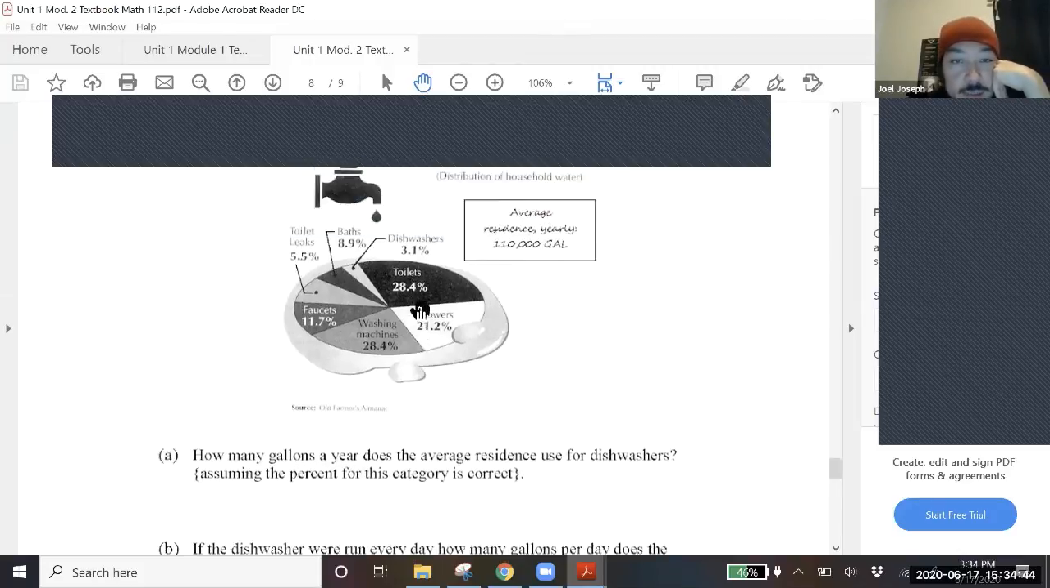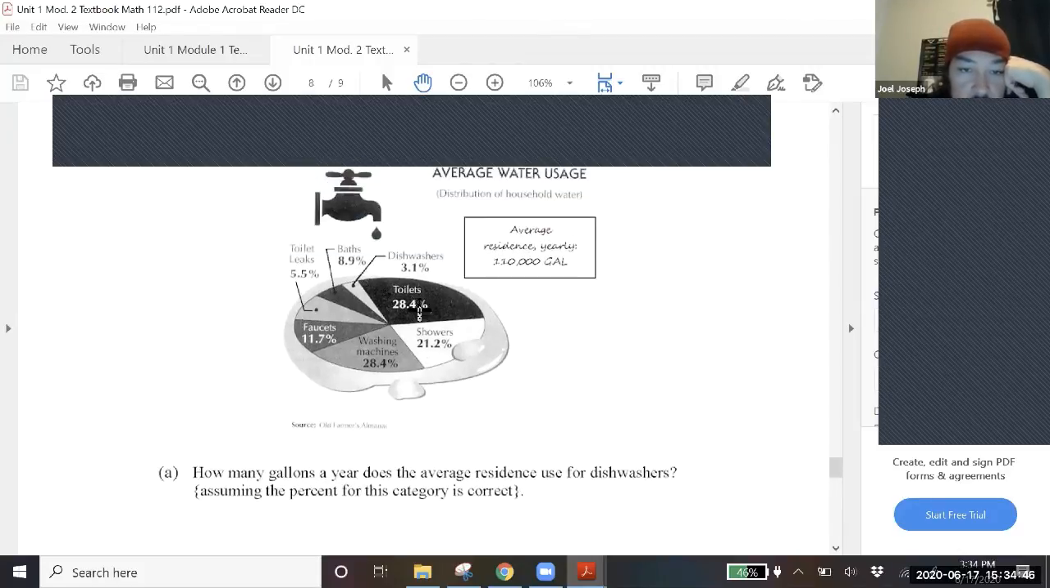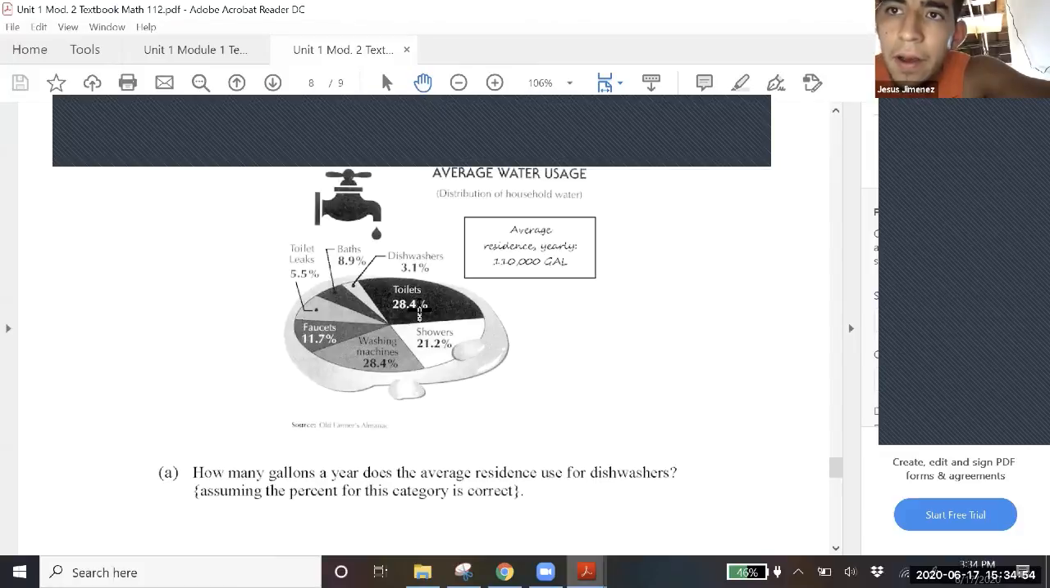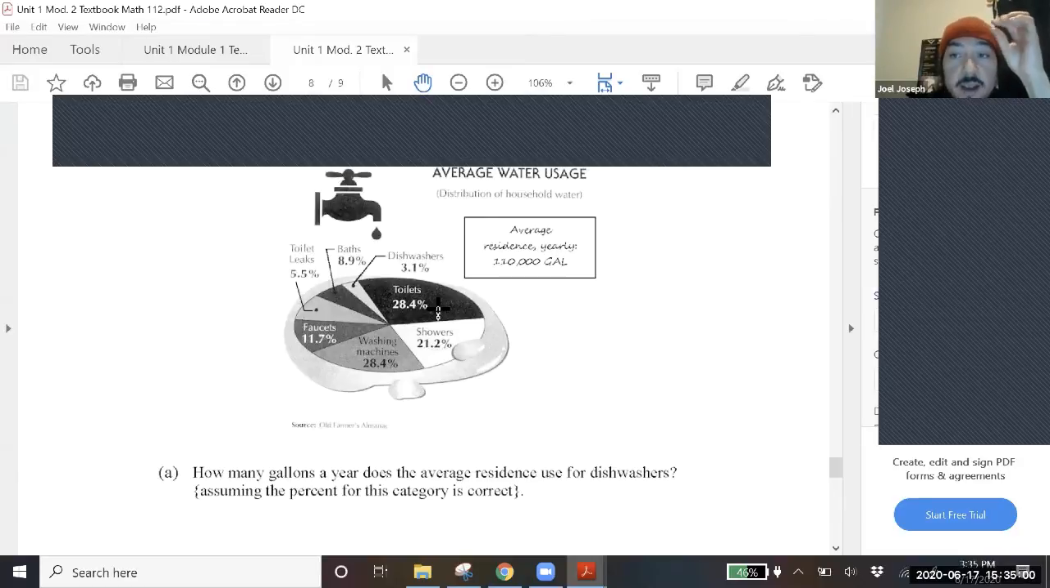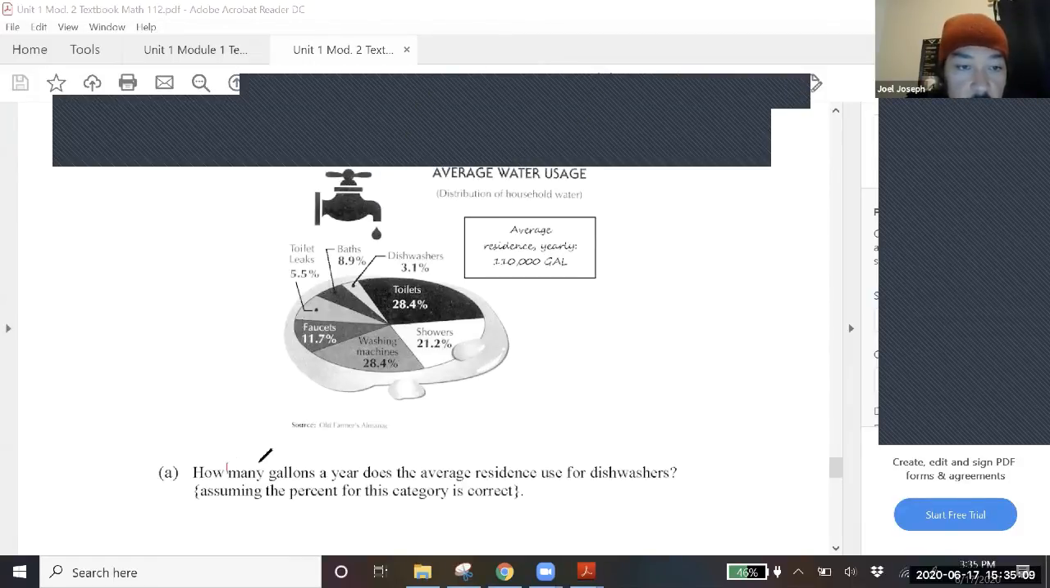How many gallons a year does the average residence use for dishwashers? Dishwashers. 3.1%. Very good. And sorry, that's very good, except now we have to look at the small subtlety. Do you notice the difference between how many gallons versus the percentage?